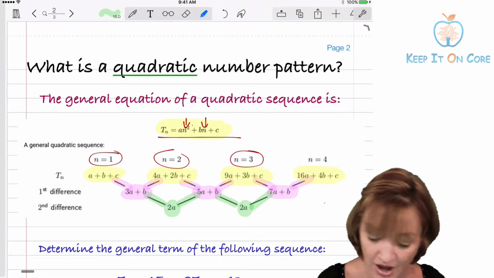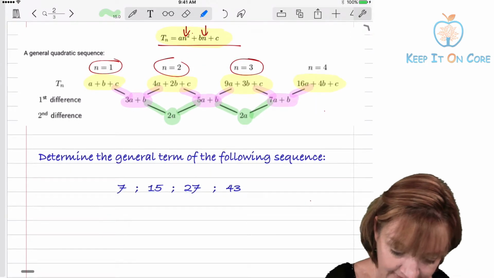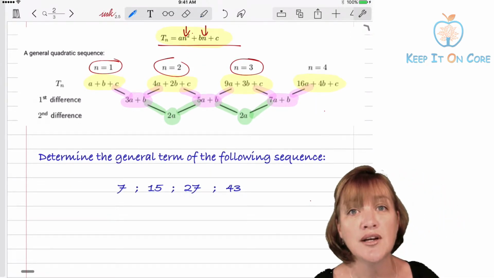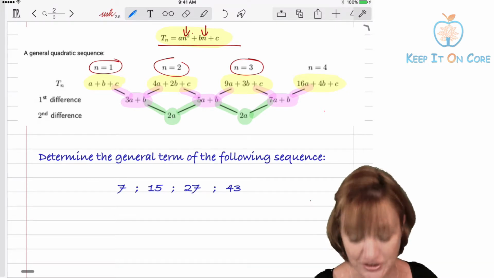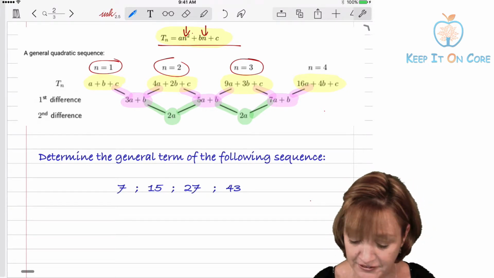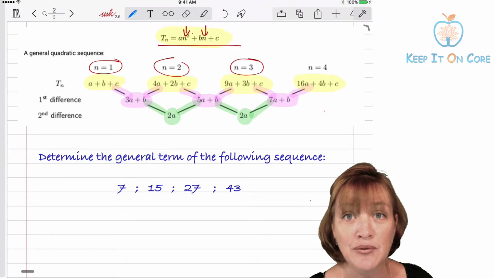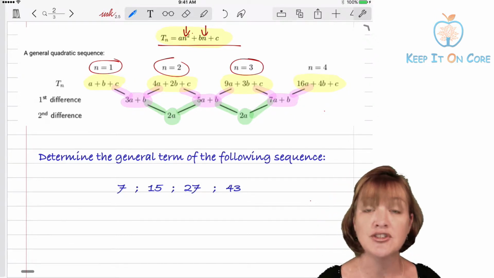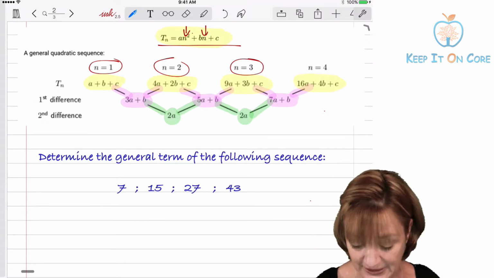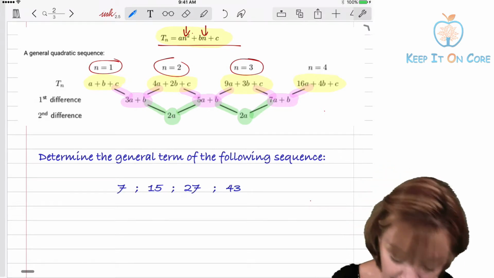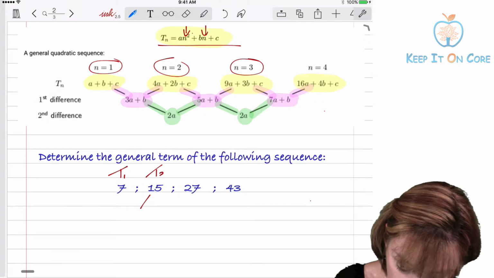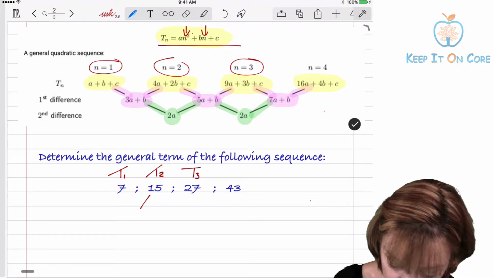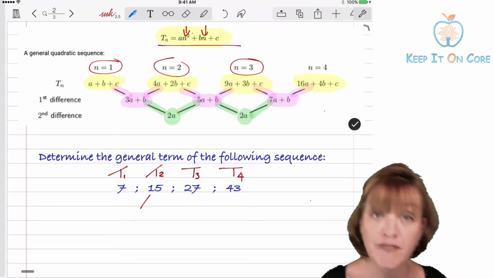All right. Okay, so let's take an example and let's see if we can find out how we actually work out the general Tn equation of a quadratic sequence. So we've got 7, 15, 27, 43, and we're being asked to determine the nth term of this sequence. Well, to start, remember this represents term 1, this represents term 2, term 3, term 4, okay?